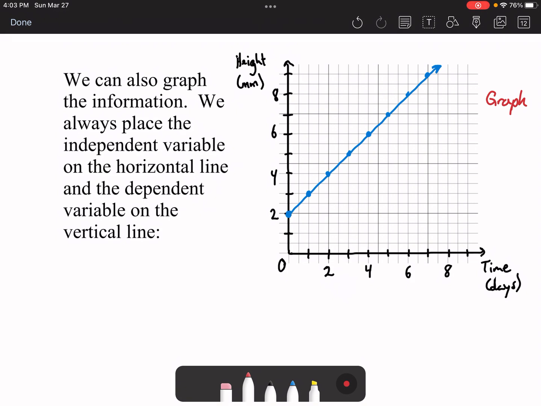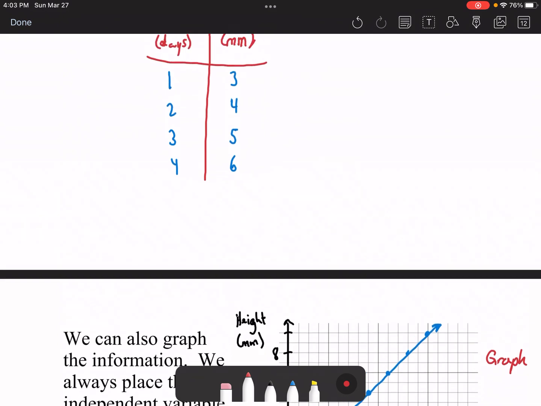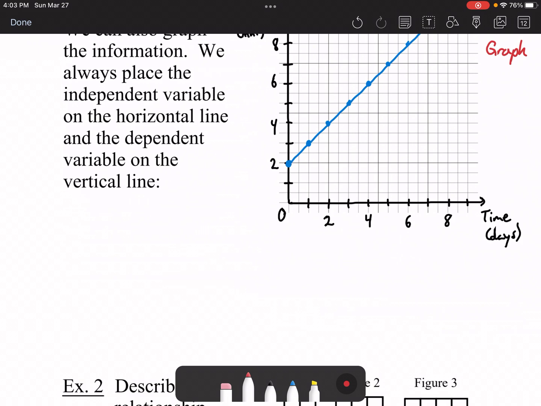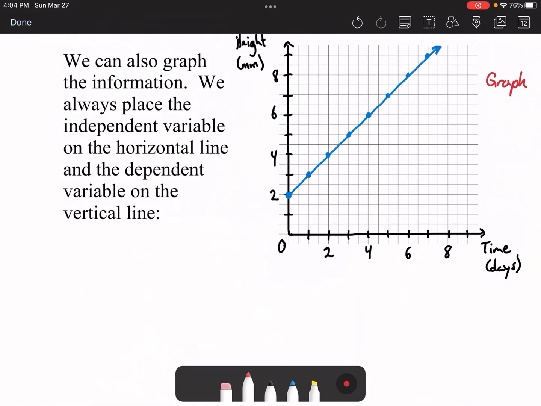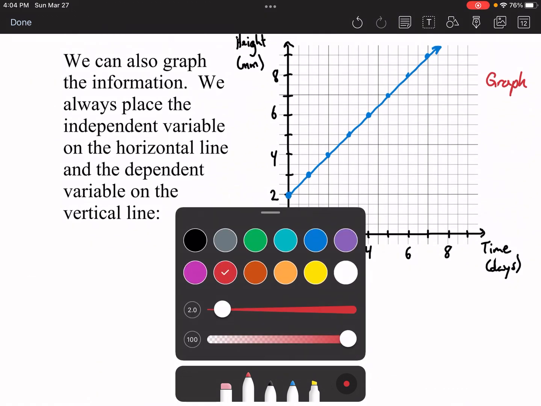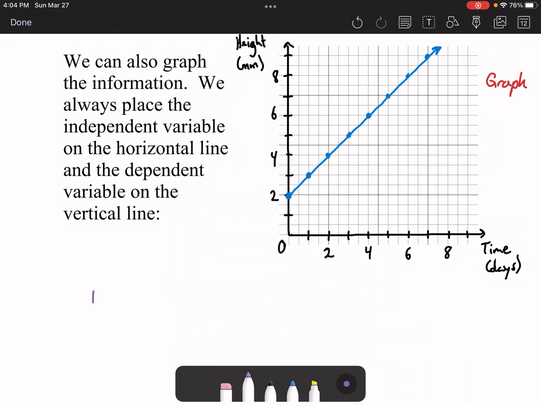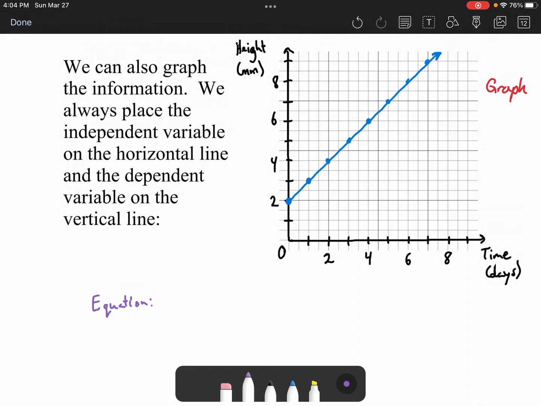Now taking a look at this graph and or taking a look at this table of values, you can also create an equation. Now creating equations are a little bit more challenging and take more time, most of the time. So we're going to create our equation here. Now because we have different variables represented here, specifically the time and the height, we usually use one-letter variables to represent each one of these.